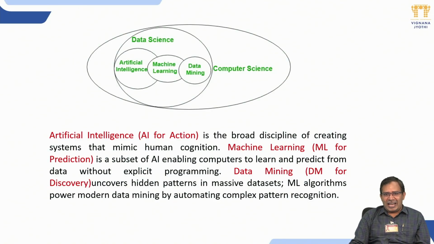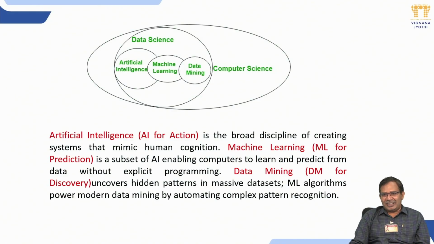It is the subset of AI enabling computers to learn and to predict from data without explicit programming. So learn from the existing data and predict or forecast the future, with an automation process where explicit programming is avoided. Coming to data mining, it is a part of machine learning. Data mining is for the discovery of important patterns. That is why data mining is also called knowledge discovery.